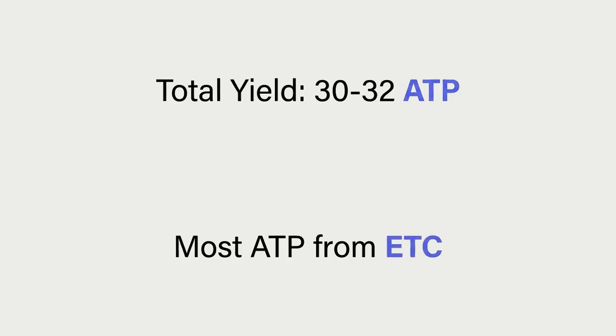In total, one glucose molecule typically produces about 30 to 32 ATP in aerobic respiration. The exact number varies, but the big idea matters more than the number. Most ATP comes from the electron transport chain, not from glycolysis or the citric acid cycle.